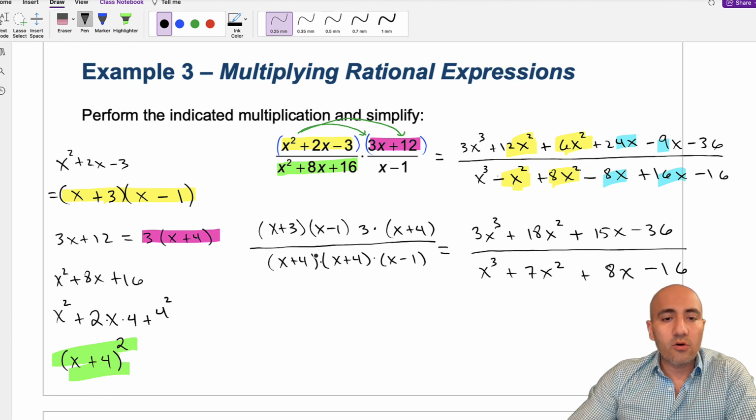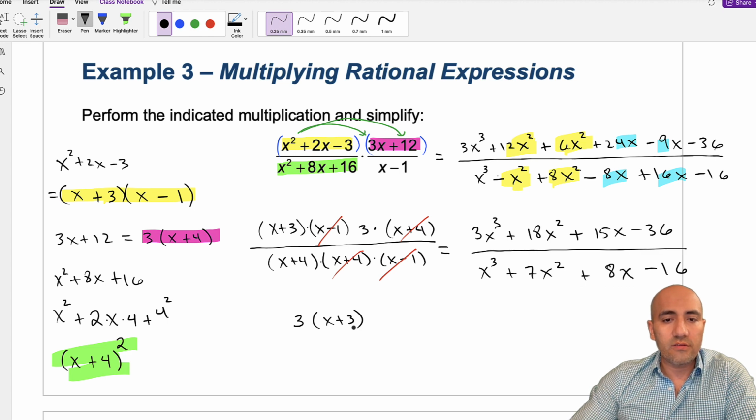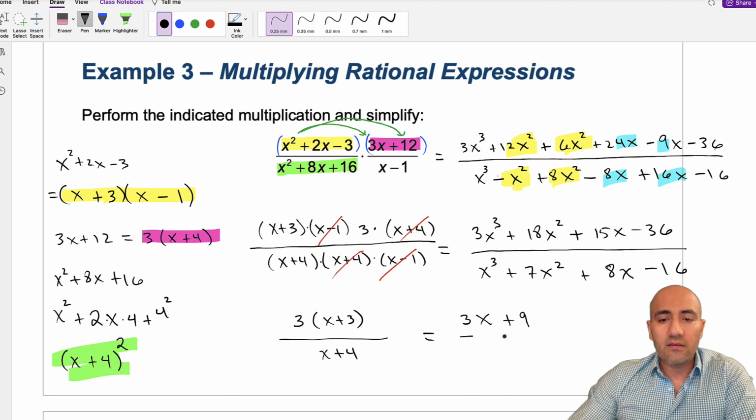Okay, so now everything is being multiplied, and so we're allowed to cancel. And so x plus 4 and x plus 4 cancel, and x minus 1 and x minus 1 cancel, and nothing else does. So now we just write down the survivors. We end up with 3 times x plus 3 in the numerator. It's the only thing that survives. And then in the denominator, the only thing that survives is an x plus 4. And so now as a final step, I'm just going to go ahead and distribute that 3. And so our final result is going to be equal to 3x plus 9 divided by x plus 4.